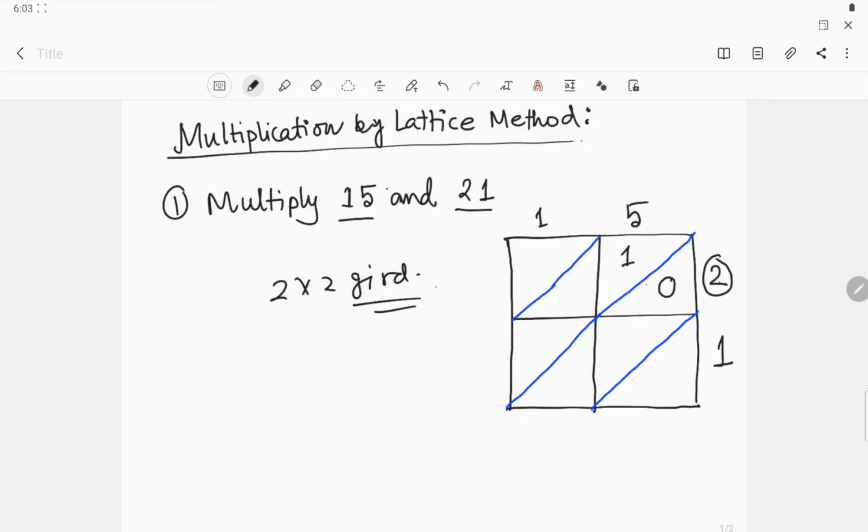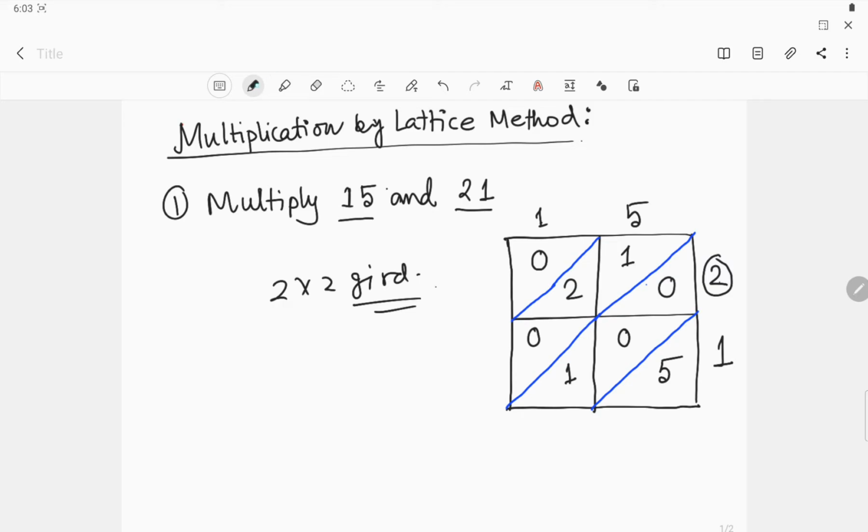Then 2 ones is 2, that is a 1 digit number, but you have to put a 2 digit number. That's why in the upper portion it should be 0, and in the lower portion it should be 2. 2 ones are 2, right? Now 1 5 is 5, so 5 here and 0 here, same method. 1 one is 1, so you have to write 0 here and 1 here.